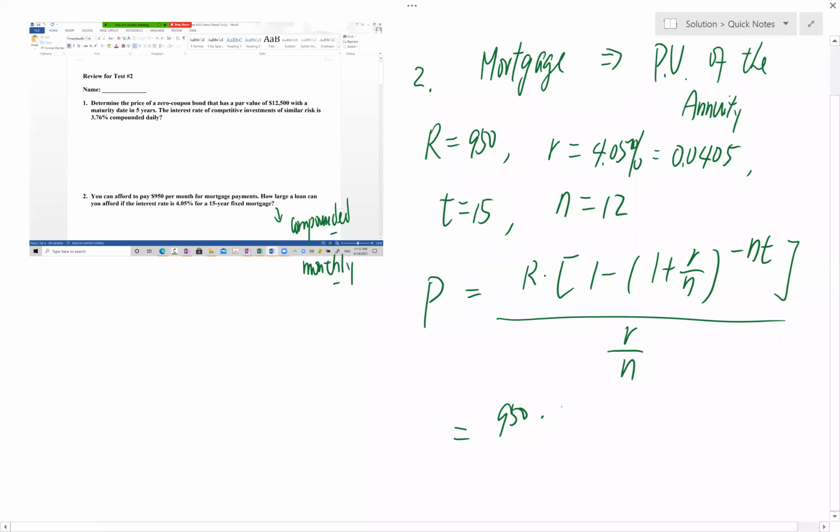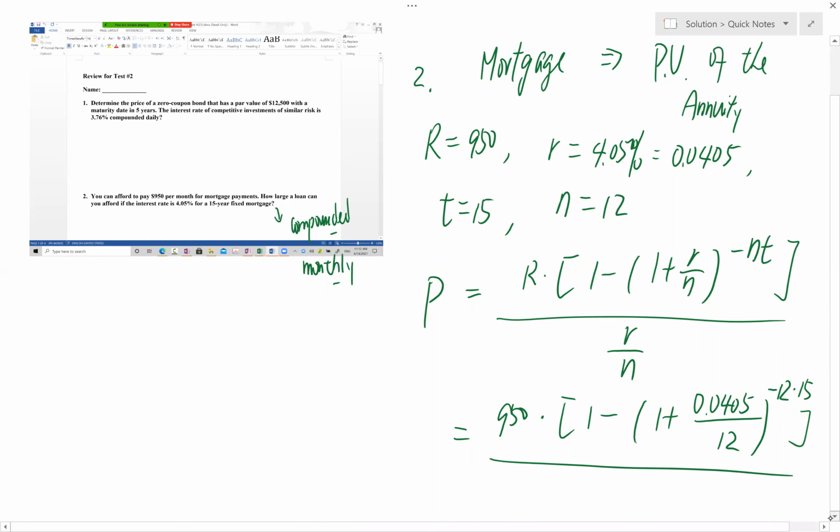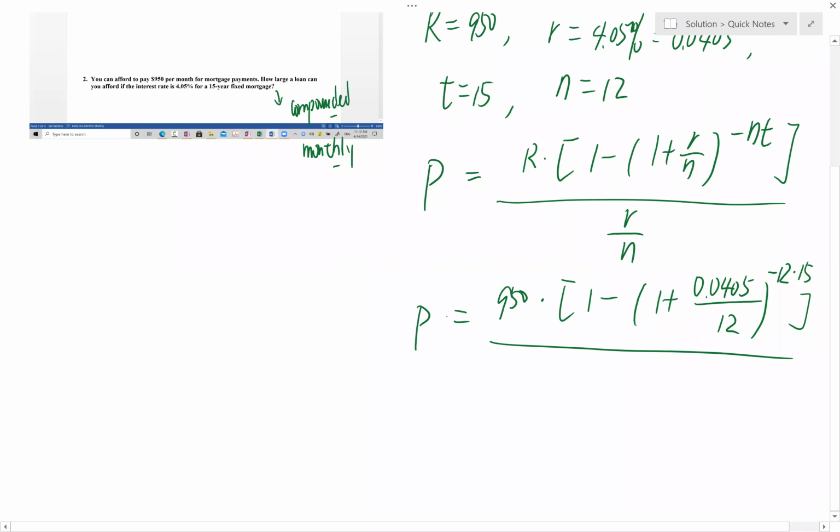Times 1 minus 1 plus the rate, which is 0.0405, divided by 12 and raised to negative 12 times 15. It's a 15-year fixed mortgage. And from there, the denominator is 0.0405 by 12. Okay, it looks quite complicated, right? But usually Excel will help us get to the final solution pretty quickly.